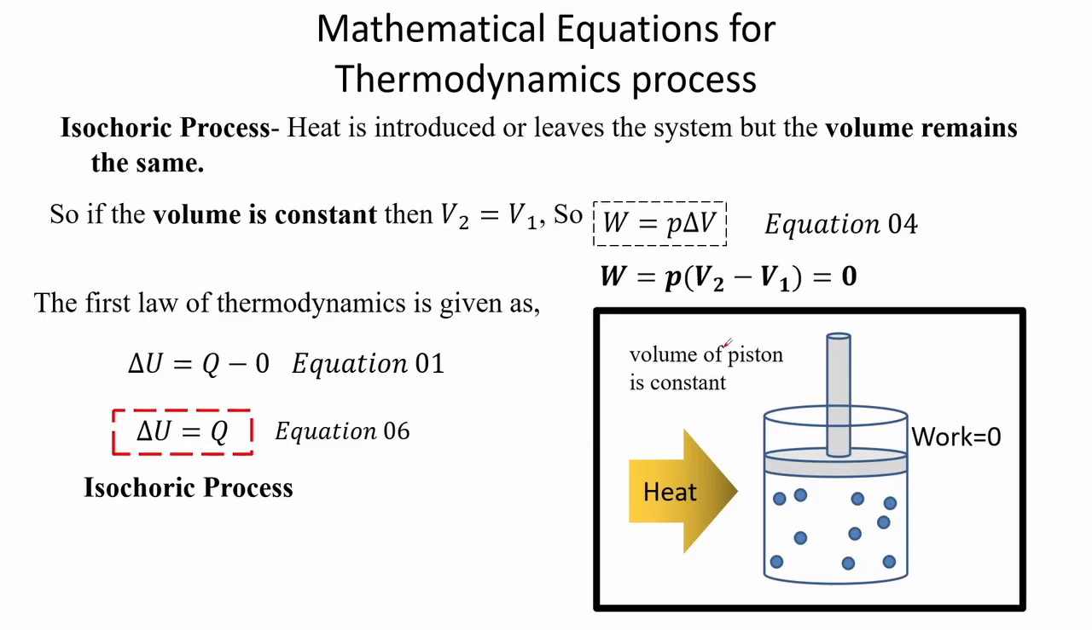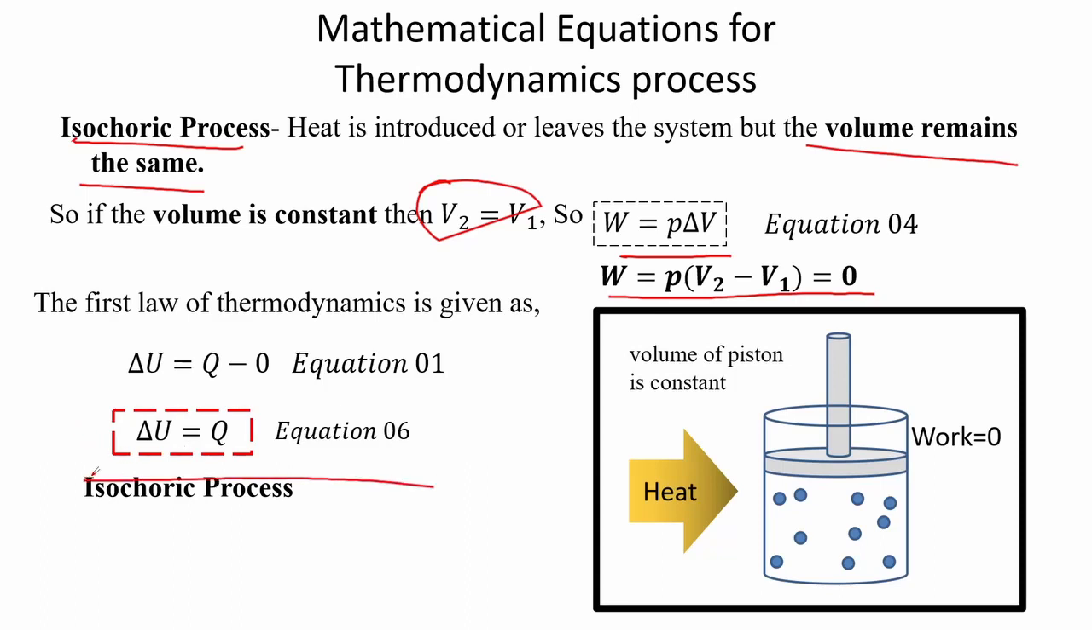Let us look at the mathematical equations for thermodynamic processes. Recall, an isochoric process is where heat is introduced or leaves the system while the volume remains constant. So, if the volume is constant, then the initial volume is equal to the final volume, so work is equal to 0 for an isochoric process. The first law of thermodynamics can be rewritten as shown in equation 6. The change in internal energy is equal to the heat, and this is an isochoric process.